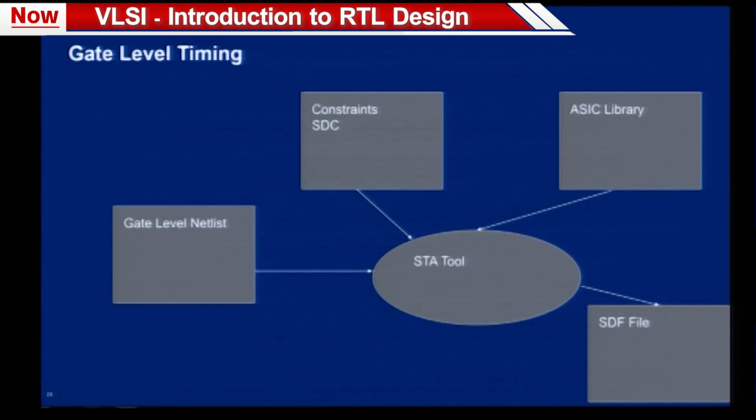We will check timing. Timing is checked through a tool called STA, Static Timing Analysis Tool. It is given the gate level netlist. It is given an SDC file. SDC stands for Synopsys Design Constraints, one of the most popular design constraints formats. And the ASIC library. ASIC library contains the delay and the characteristics of each cell. So, the STA tool checks that given the design, given the delay through each element of the circuit, what is the delay for the whole path.